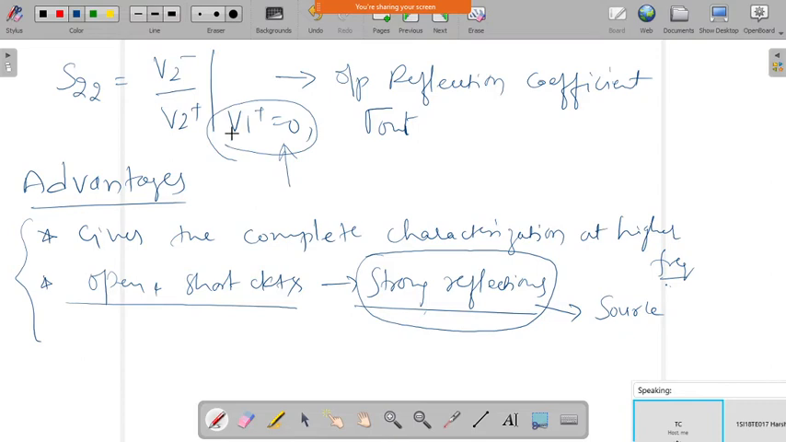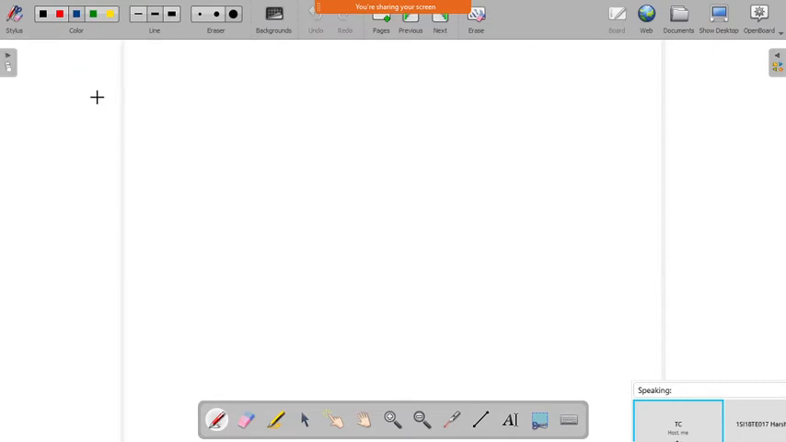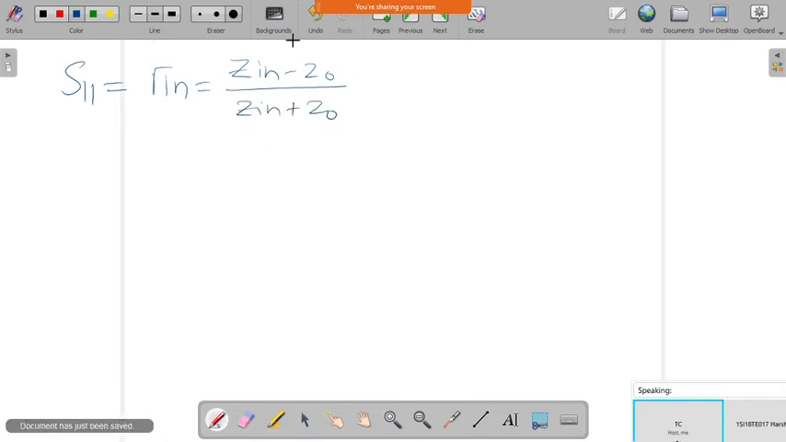Okay, so now let us define that. Let us define the scattering parameters in terms of the low frequency parameters. Let us take an example of ABCD parameters, how we can represent the scattering parameters or high frequency parameters in terms of ABCD parameters. Now we have defined S11, which is the input reflection coefficient. That is nothing but Zin minus Z0 divided by Zin plus Z0. This is the well known reflection coefficient equation.